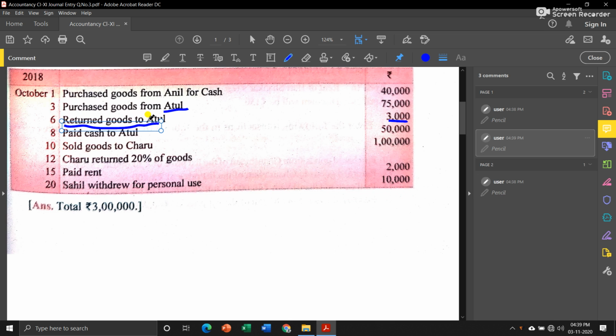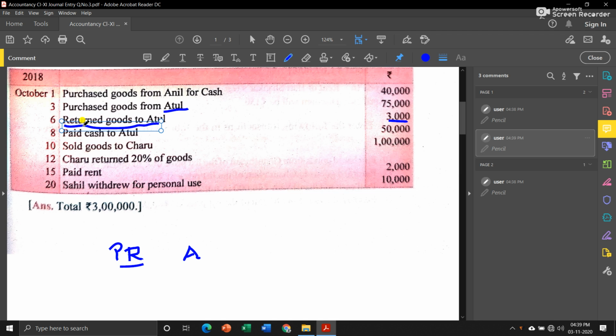Now if you remember, in previous session we have discussed purchases return is opposite to purchases account. So if purchases account is debited, then purchases return account will be credited. Okay, so first we have to find out the two accounts involved in this transaction. One is purchases return and the other is Atul. Now when we talk about purchases return account, it is a nominal account and we have to debit the expense, we have to credit the income.